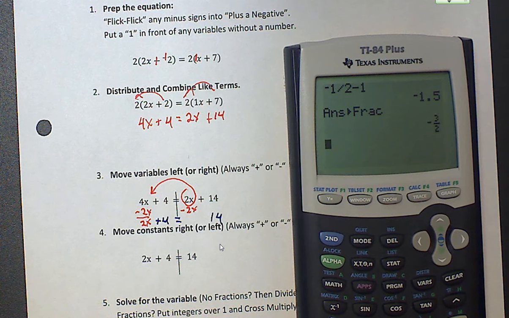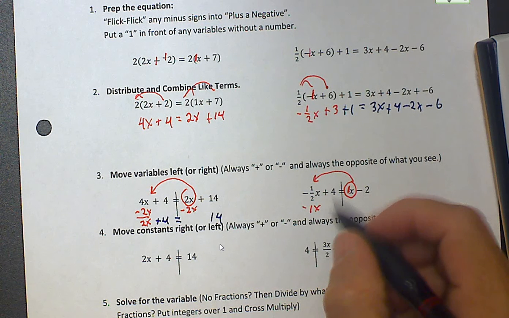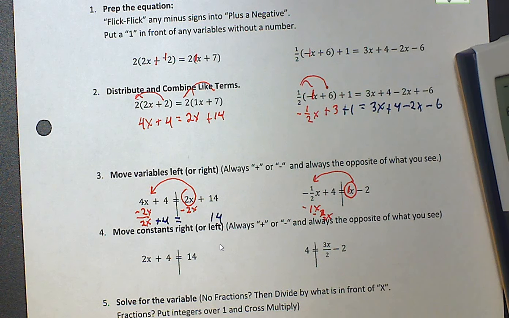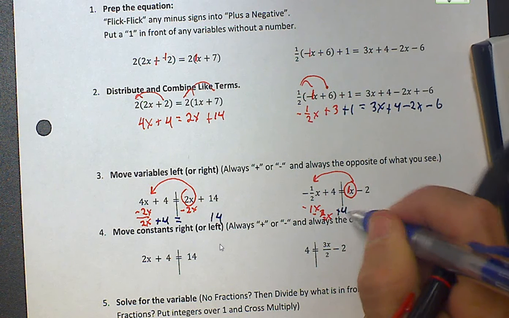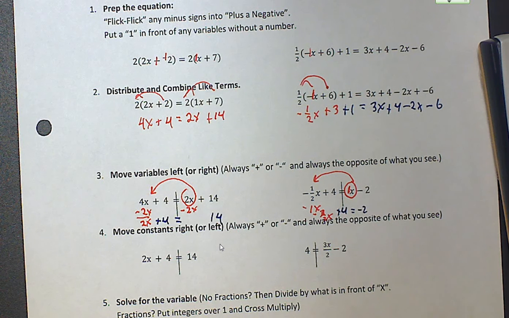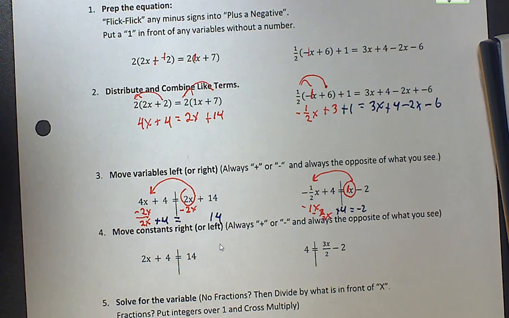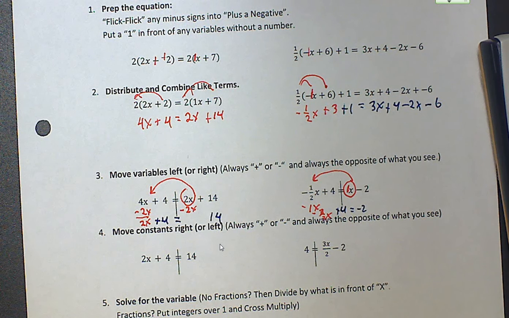Negative 3/2. If we start out with fractions, we're going to stay in fractions through the entire problem. So that's a negative 3/2 x. Sorry, it's hard to read. Plus 4 equals negative 2. Does that make sense so far? I'm taking x's to the left-hand side. If I'm taking x to the left, that means I'm going to take everything else to the right.